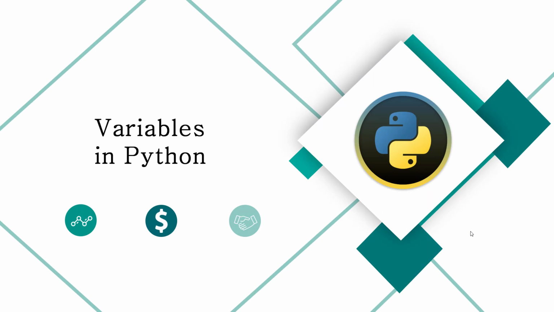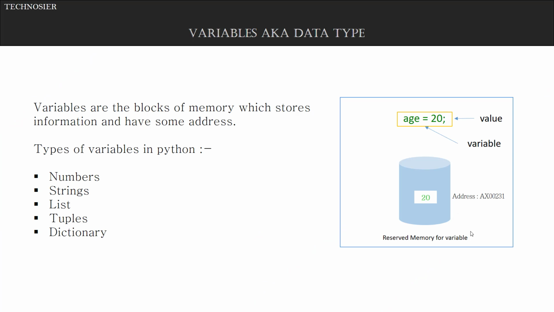This is the third video of our Python tutorial series. Today in this video we will know what a variable in Python is and what the types of variables in Python are. So let's go ahead.